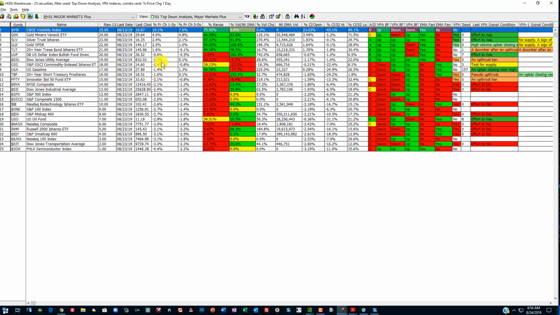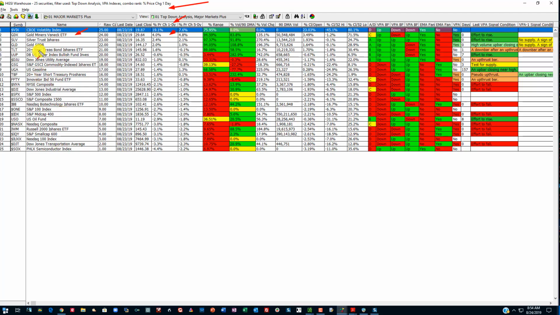Now I'm going to enlarge this. You can see that it's sorted on the raw combo, which is the raw combo rank, the percentage price change one day. And here's the column for the percentage price change one day. You can see the VIX, the CBOE Volatility Index, was up 19.1% yesterday. Gold miner ETF, and this is the advantage of having the ETFs in here.